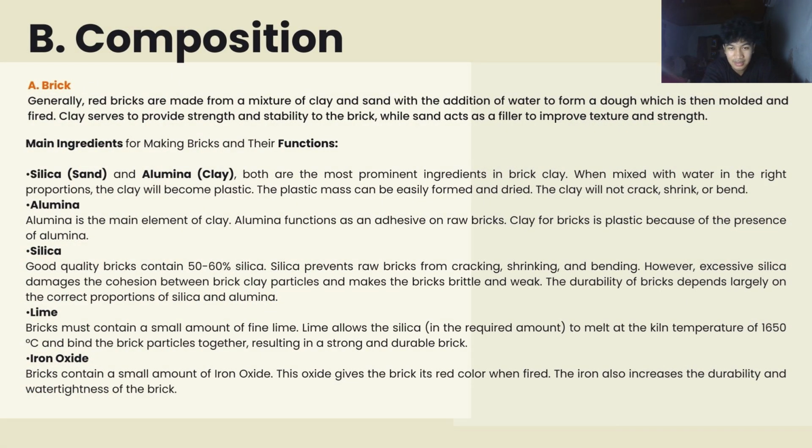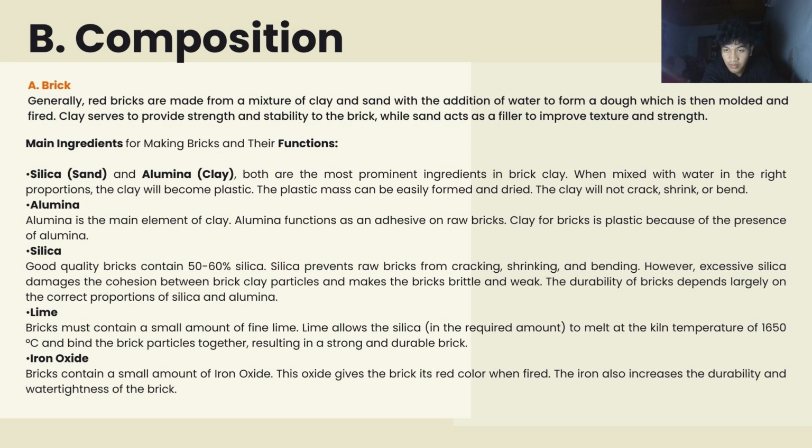Next is composition. A brick composition, generally red bricks, are made from a mixture of clay and sand with the addition of water to form a dough, which is then molded and fired. Clay serves to provide strength and stability to the brick, while sand acts as a filler to improve texture and strength. The main ingredients for making bricks and their function are silica or sand and alumina or clay.